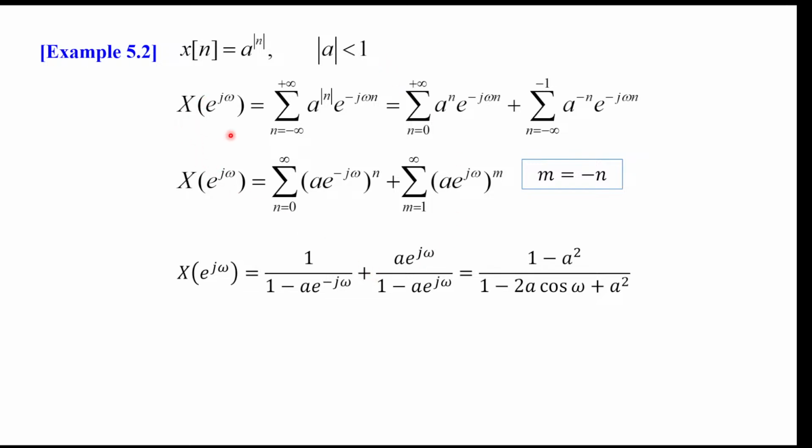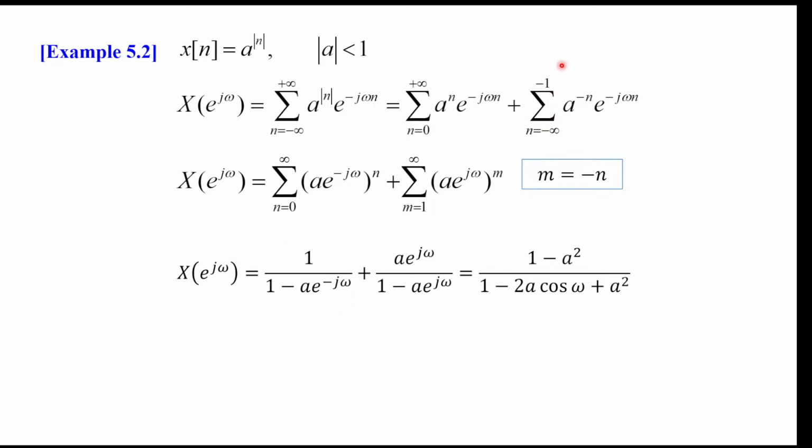And for big X of e to the j omega, we can once again just use brute force calculation. It's the summation of a to the absolute value of n times e to the minus j omega n. To break this absolute value, we break n into the greater-or-equal-to-0 part and the less-than-0 part. On the greater-or-equal-to-0 part, we just have a to the n, and when n is less than 0, then we have a to the minus n. Okay. And the a to the n part, once again, is a geometric series. We can write down its result just like previously.